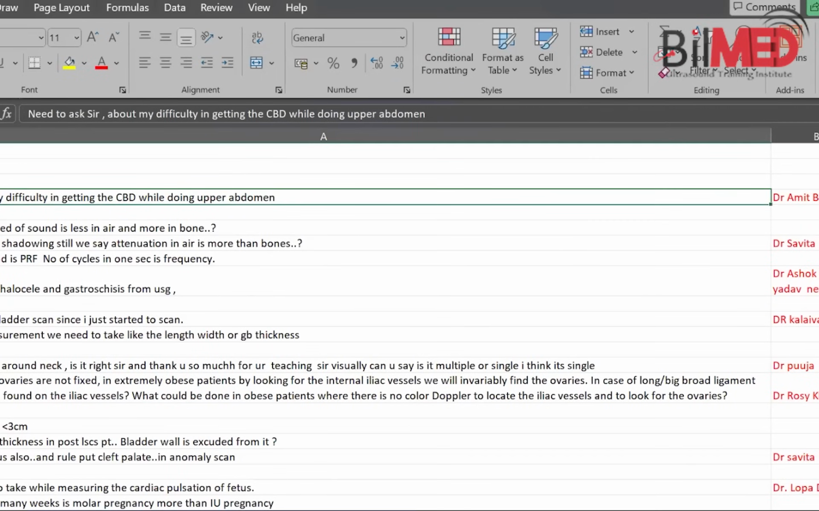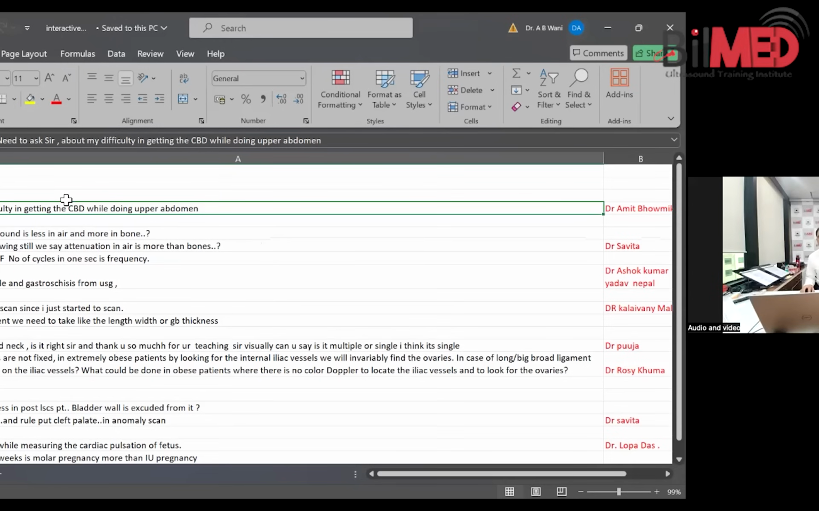The first question here is from one of our candidates, Dr. Bhumika, and the question says she needs to ask, sir, about my difficulty in getting the CBD while doing upper abdomen ultrasound. Now, the language is original. Whatever way we got the question, we just copied and pasted it over here. So I'm elaborating the question. The question is how to get a good CBD, where from to get a good CBD.